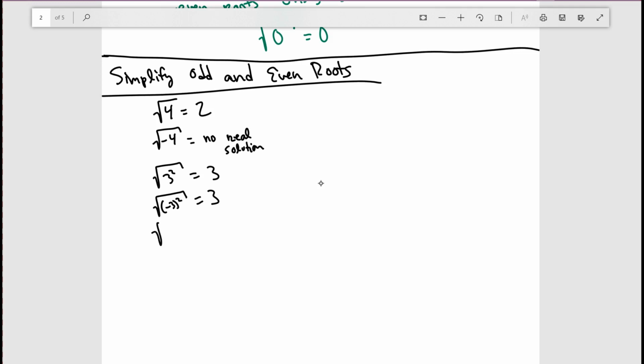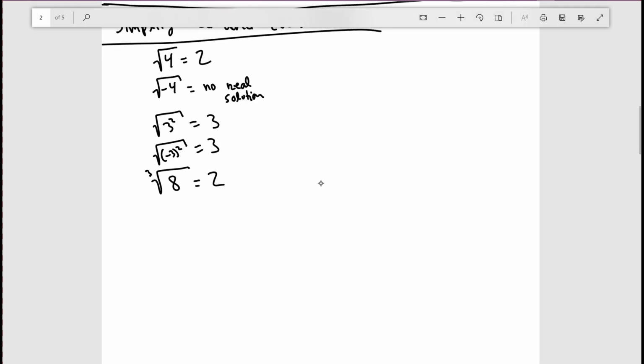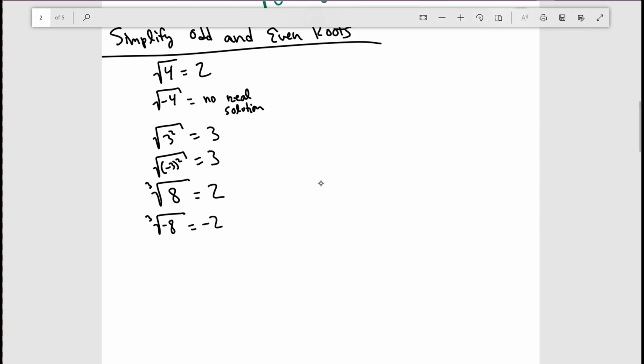Okay? Now let's say we wanted to do the cubed root of 8. We just found out that that was 2. And similarly, the cubed root of -8 is going to give me 2, but with a negative. Okay, so a couple observations. Square roots, you yield only a positive solution. Cubed roots, anything that's odd, gives you positive and negative solutions.